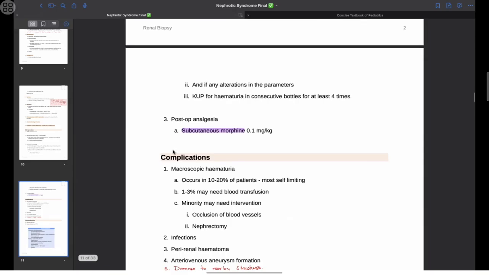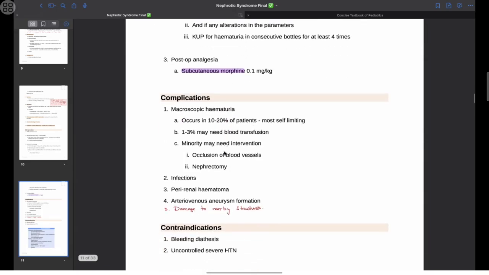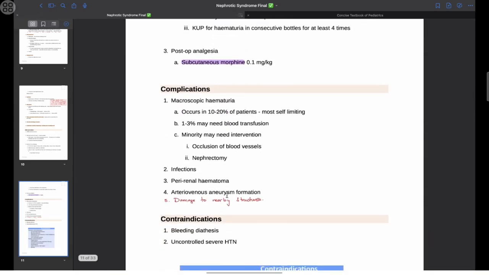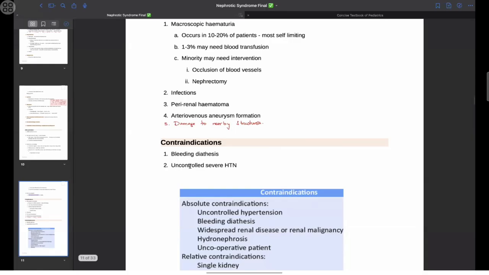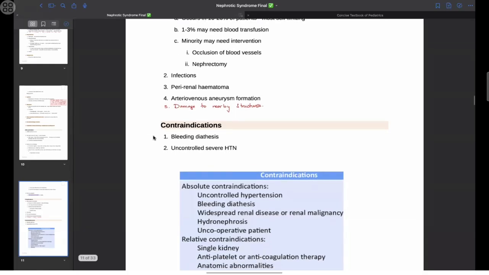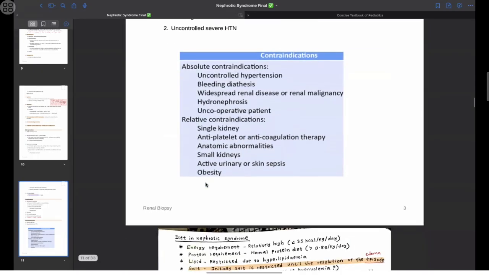Okay, so this is just post-op analgesia. These are the complications that the patient can develop. Just read through it. I'm trying to go fast. Then contraindications are if the child has any bleeding disorder, and uncontrolled severe hypertension. These are the 2 main contraindications. There are a lot, but if you know these 2 mainly, that should be enough. Okay.